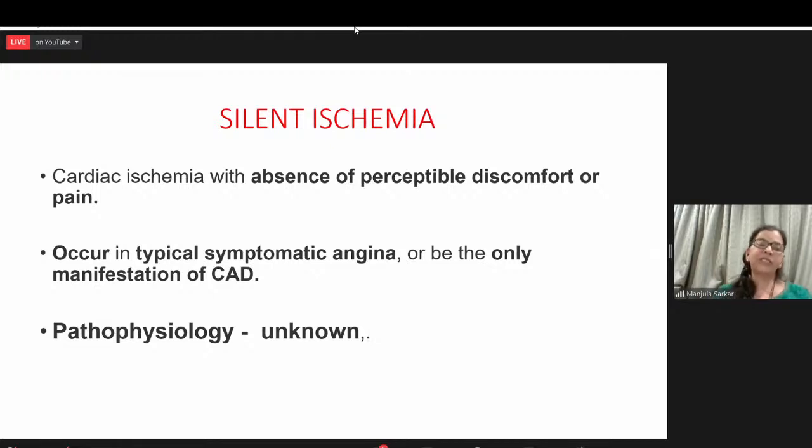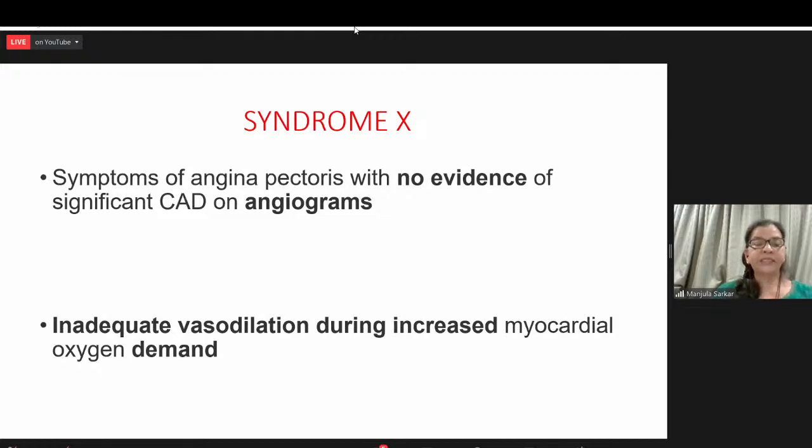What is silent ischemia? Cardiac ischemia with absence of perceptible discomfort or pain. It occurs in typical symptomatic angina or as the only manifestation of CAD, and the pathophysiology is unknown. What is syndrome X? Symptoms of angina pectoris with no evidence of significant CAD on angiogram, but inadequate vasodilatation during increased myocardial oxygen demand is the cause.